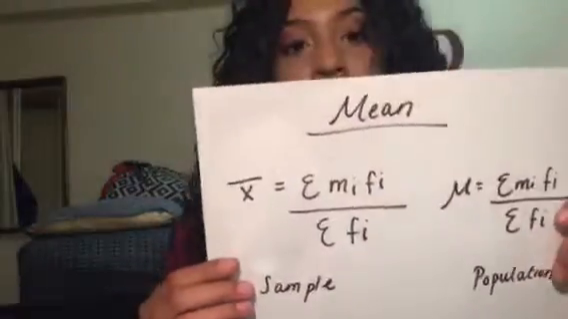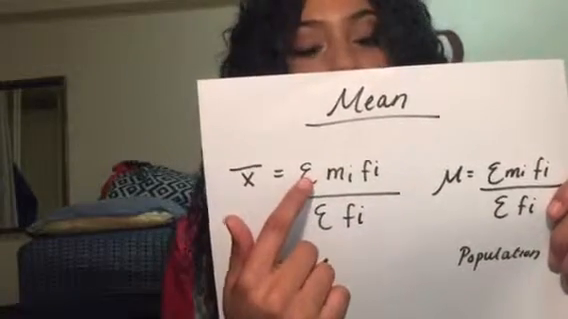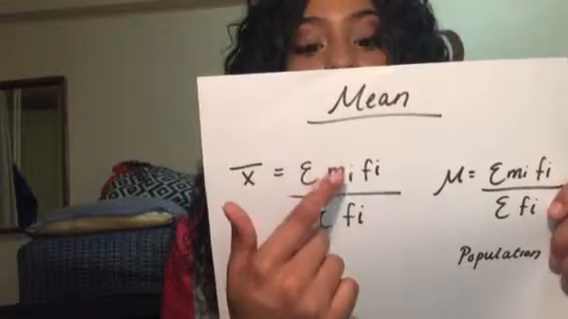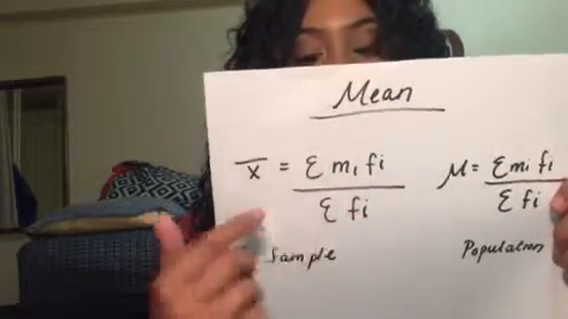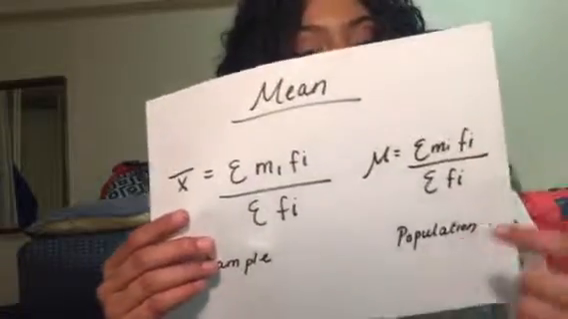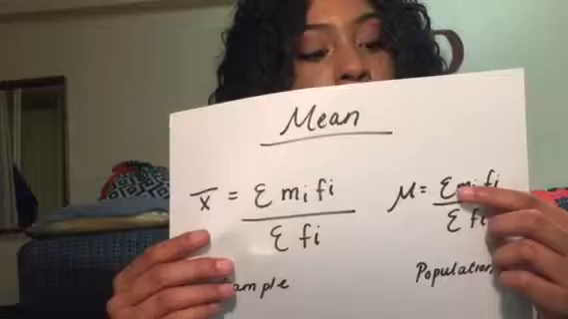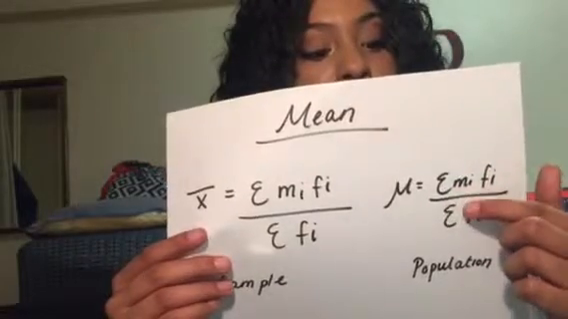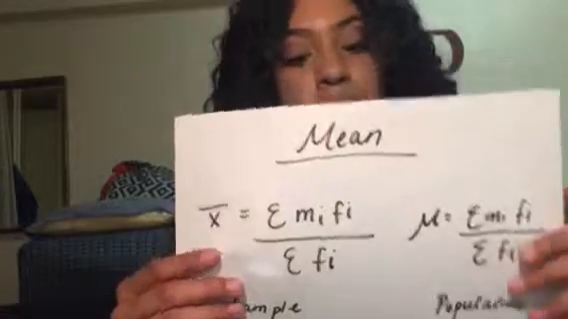This is how you get the mean. For a sample, you would do sigma, remember from 3.2, midpoint times frequency, all over sigma frequency. This is for the sample size. For a population, you use mu, and you do the midpoint times the frequency all over the frequency. So it's close to the same, just using different symbols.